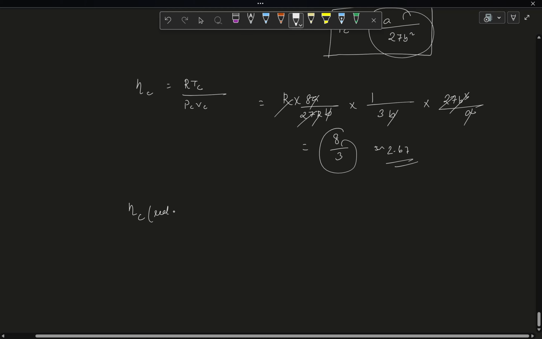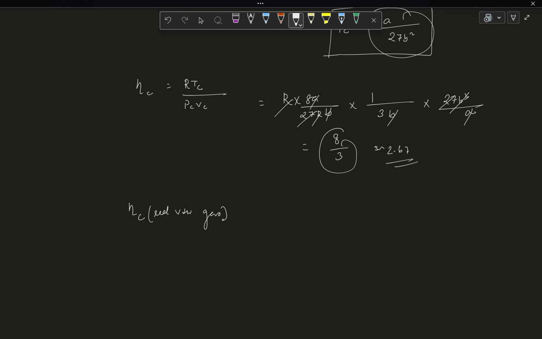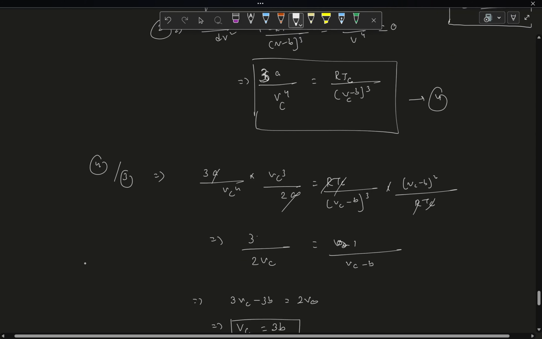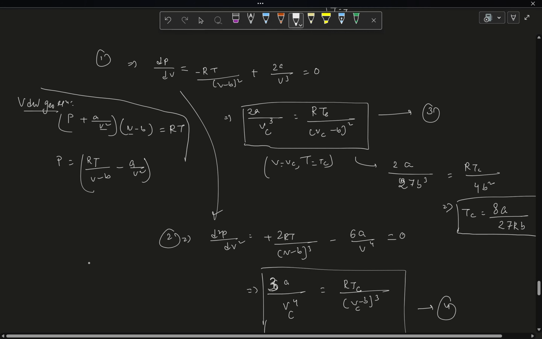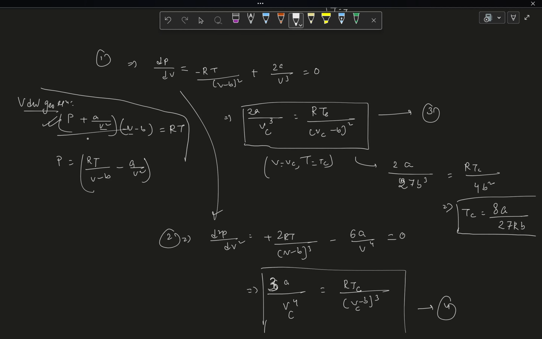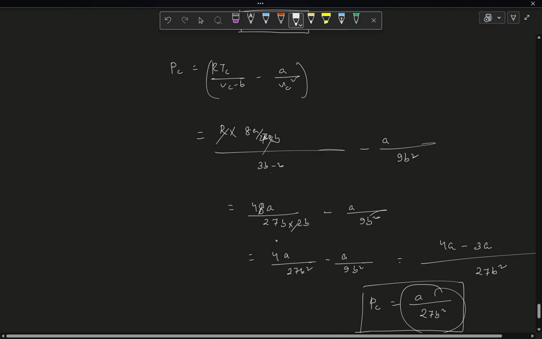So eta C, for a real van der Waals gas, which follows this particular equation. If you change the gas equation, then obviously this constant value will also differ, because then the PC, VC and TC values will differ. So sometimes there are problems where instead of the van der Waals equation, they will mention a different equation connecting P, V and T, and you have to solve for the slope and equate it to 0, then solve for the curvature, the double derivative, and equate it to 0, and in a similar manner use a different equation altogether and find out what PC, VC and TC are.